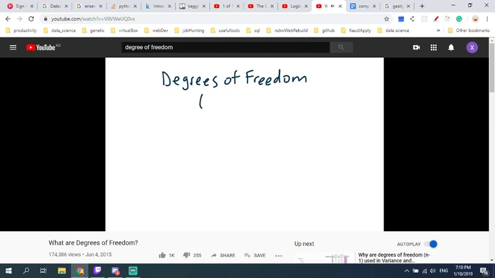So the symbol used for degrees of freedom is df. That's really the only symbol I've ever seen used. Sometimes you see dots in between them. They all just say the same thing.